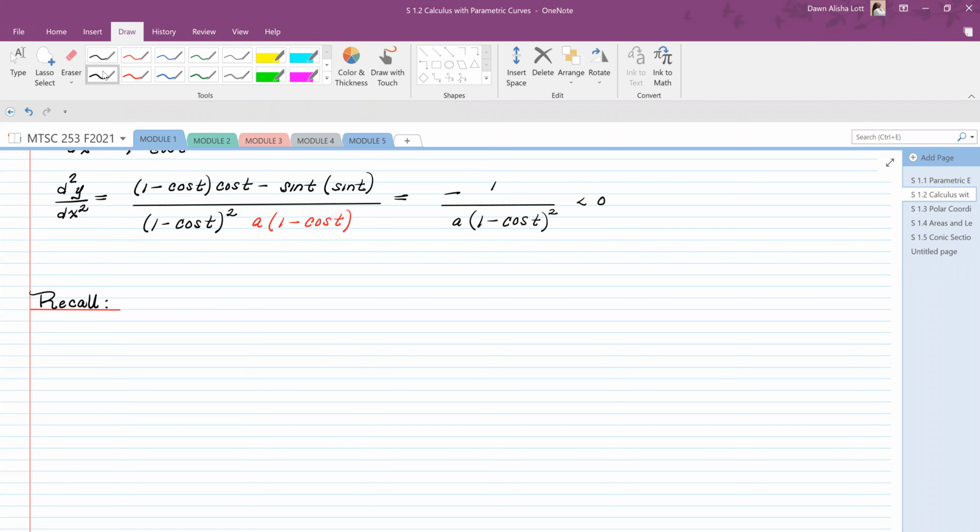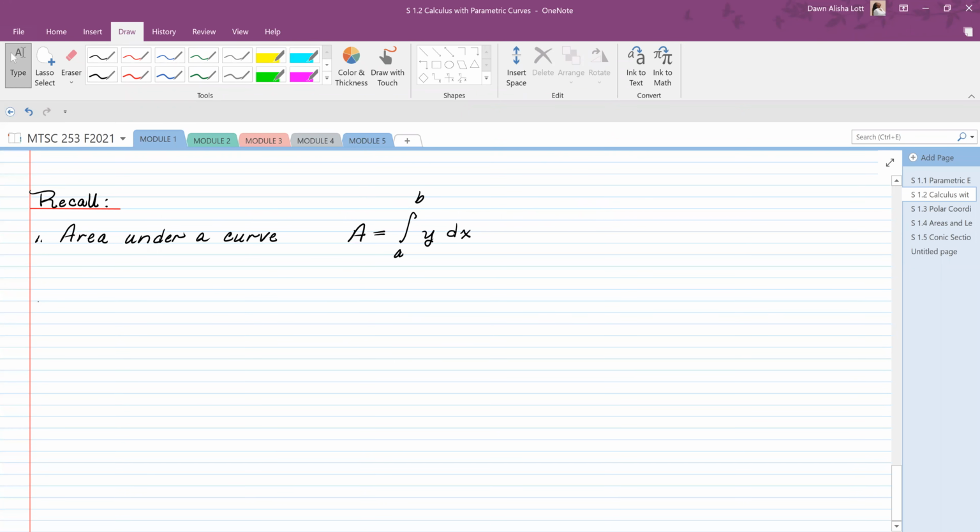All right, so let's write them all out. 1, area under a curve, that's easy. So the area under a curve, A, is the integral from a to b of y dx. Remember, y is equal to f of x, so that's the area under a curve.